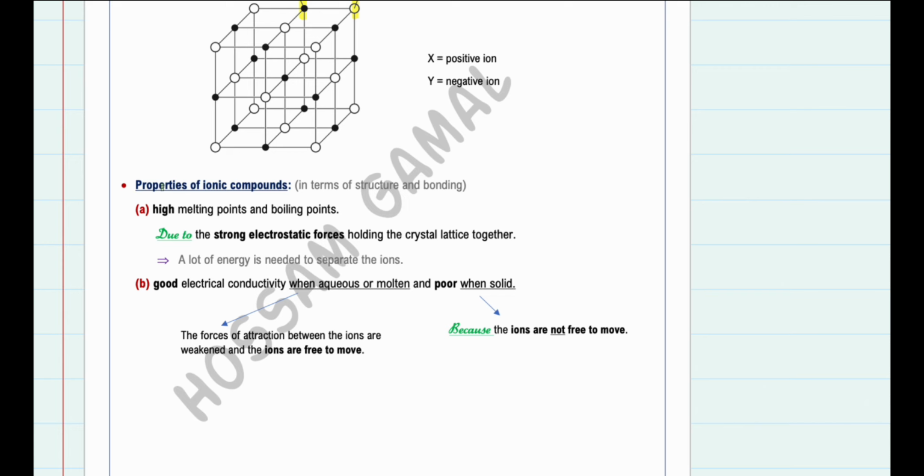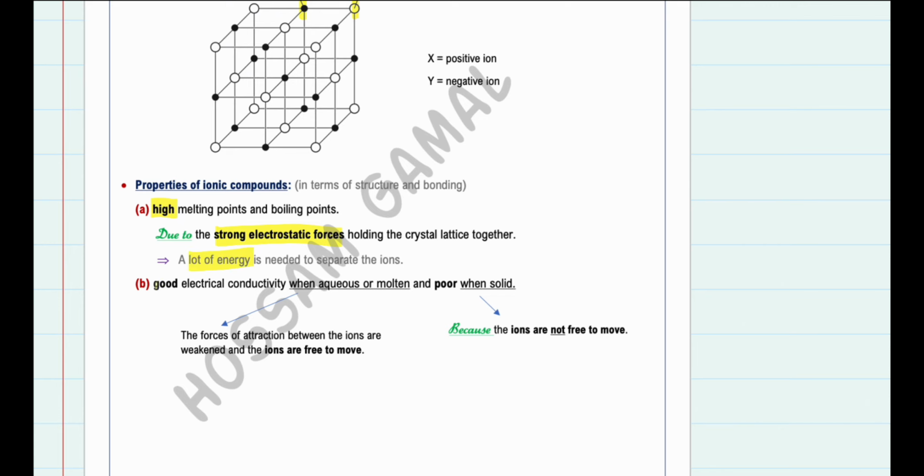The physical properties of ionic compounds are having high melting and boiling points, and that happens due to having strong electrostatic forces between ions in the crystal lattice, so we need a lot of energy to separate them.